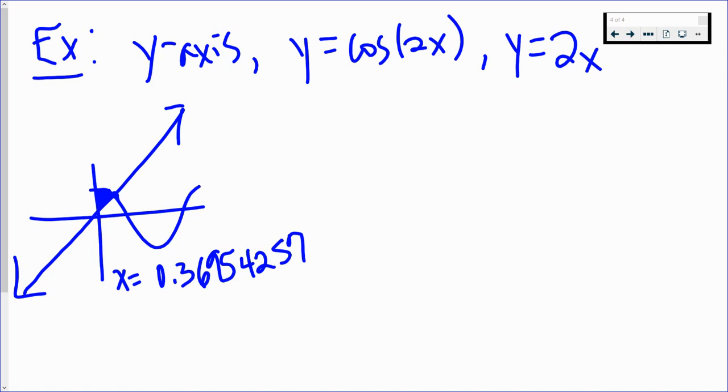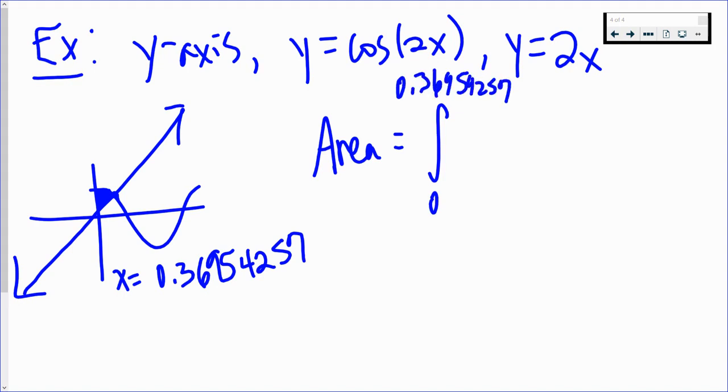Okay, so let's find our area from 0 to 0.36954257. And we want to do upper minus lower. Now on this interval, the upper function is cosine of 2x minus the lower function, which is 2x.